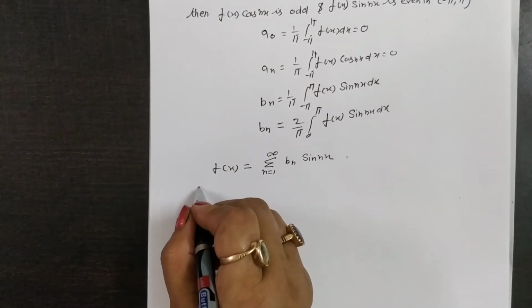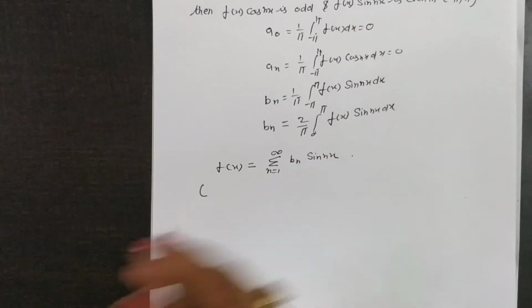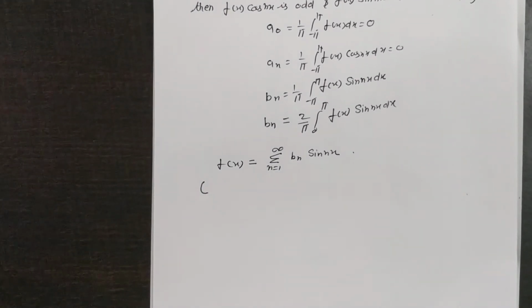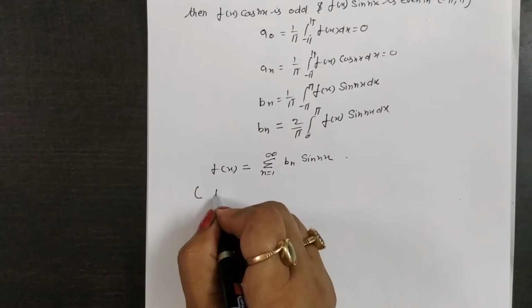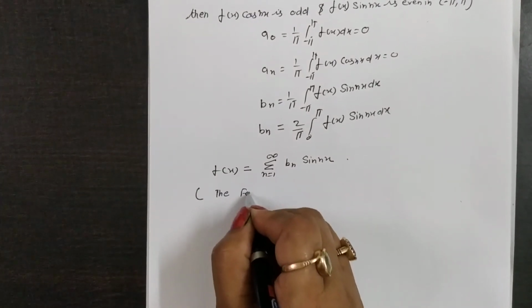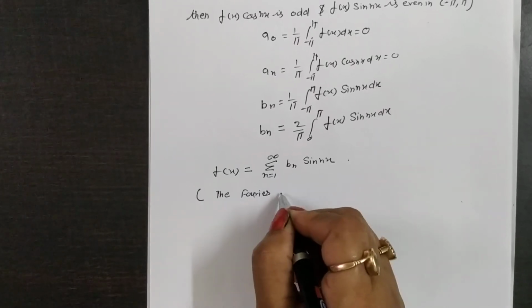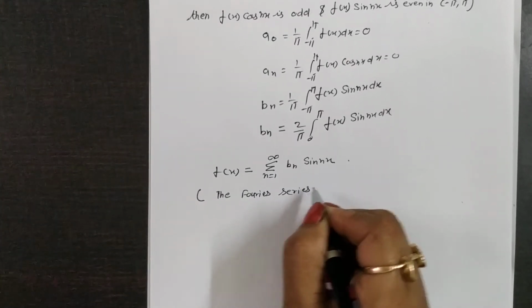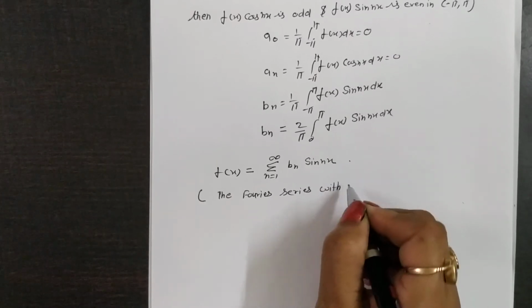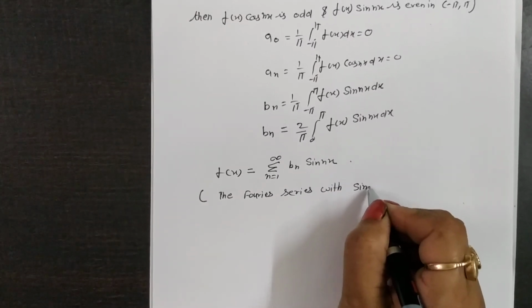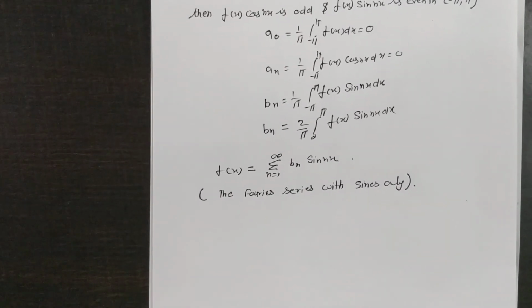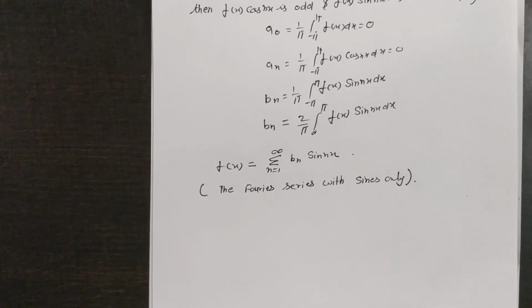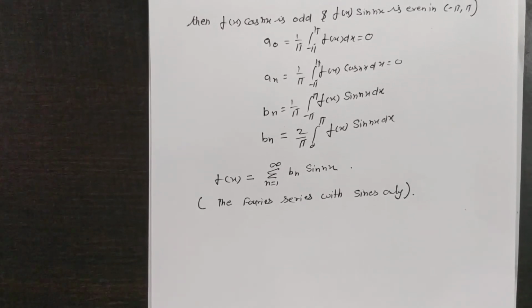This series is also called the Fourier series with sines only. So these are the cosine and sine series. I think you now know the sine series and cosine series.